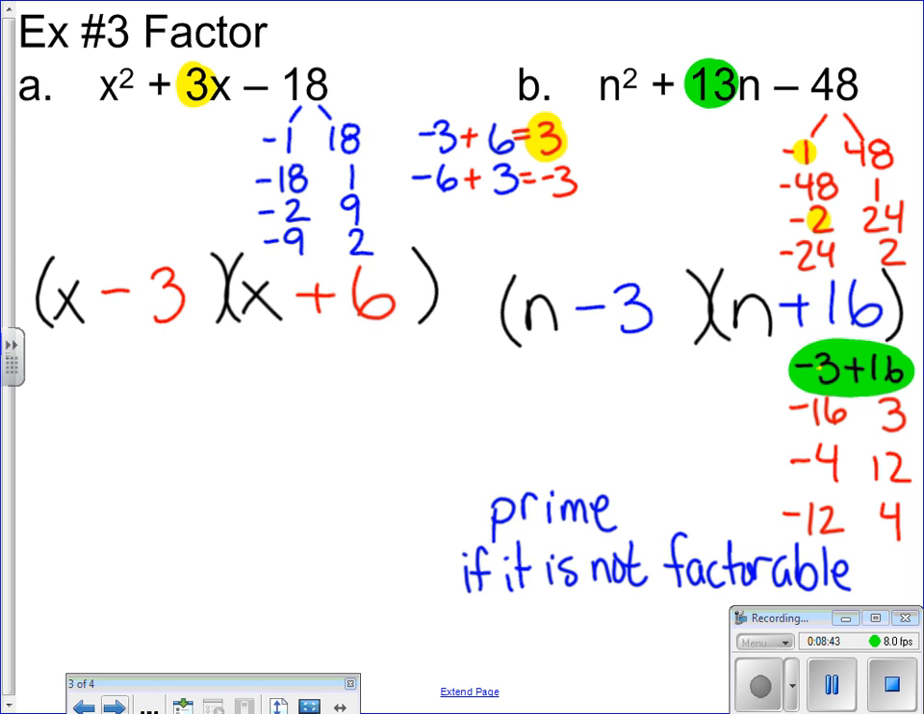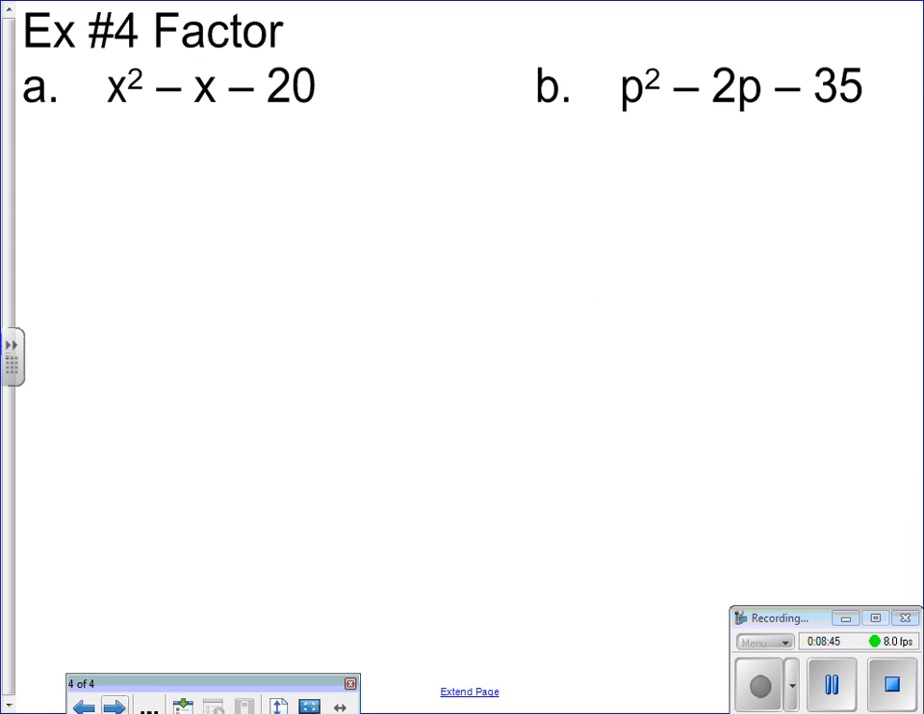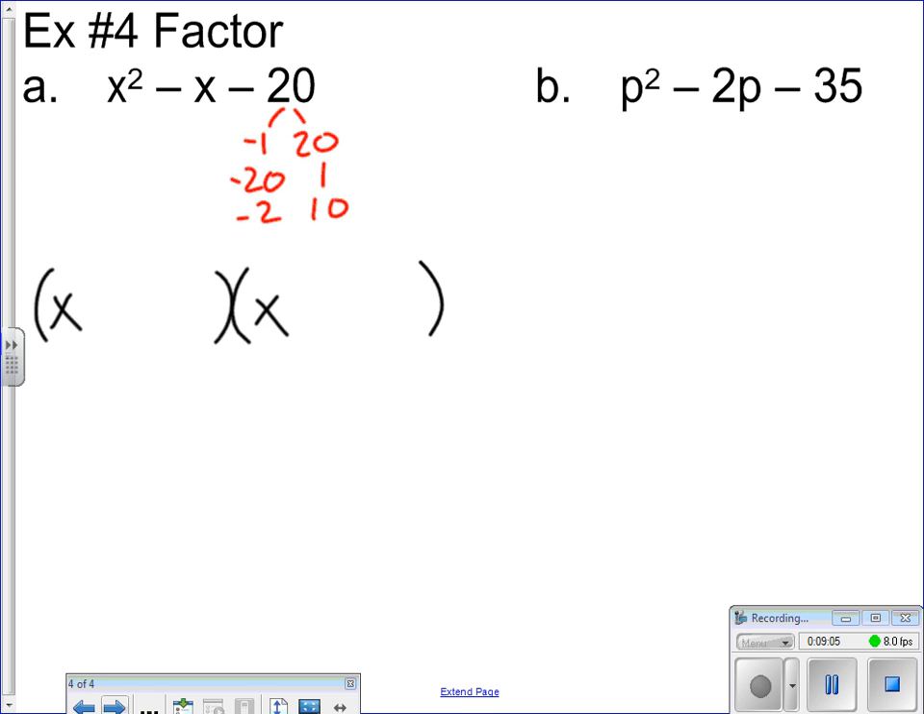Okay, the last slide. Now I've put negative in both parts. So just like in the beginning, I'm going to put two parentheses down and an x to start each parenthesis. Now, negative 20, negative 1 and 20, negative 20 and 1, negative 2 and 10, negative 10 and 2.